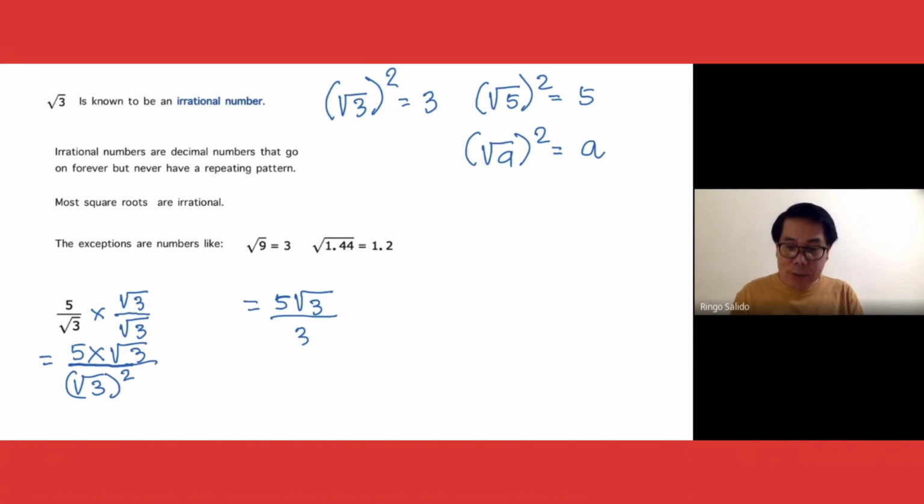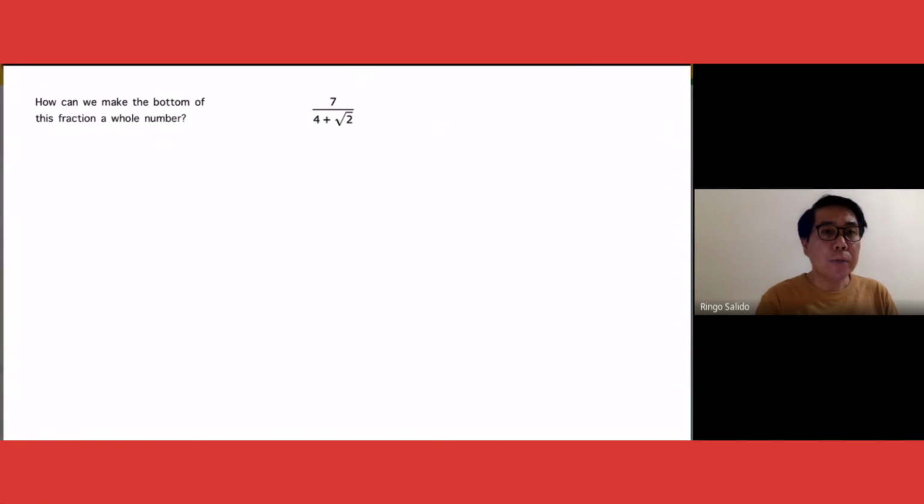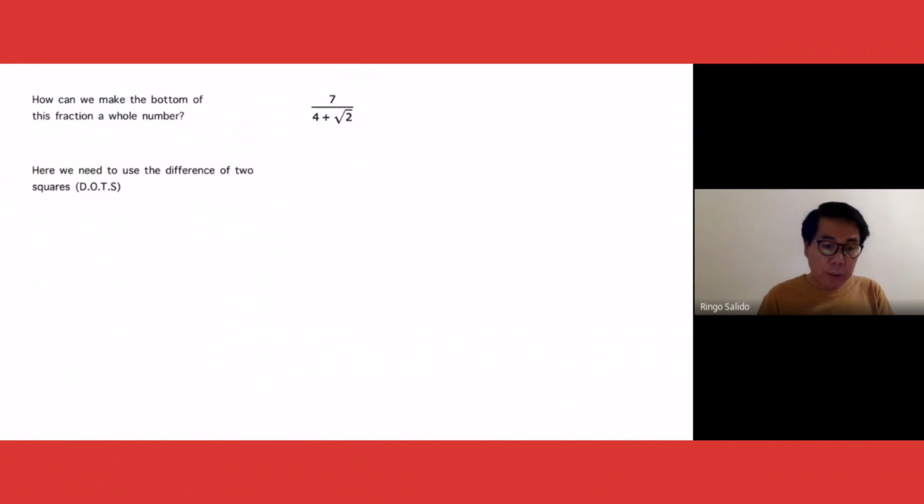It will go back to the original number. Okay, how can we make the bottom of this fraction a whole number? So the fraction is 7 over 4 plus the root of 2. So in this case, we need to use the difference of two squares, or DOTS.